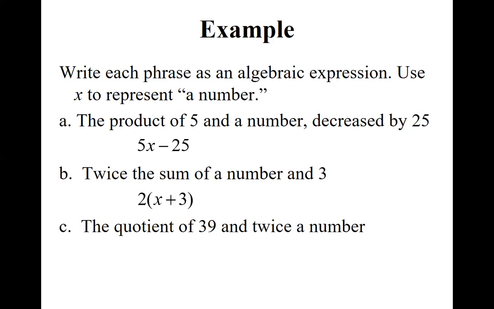C, the quotient of 39 and twice a number. The quotient of means divide. First divided by second. 39 divided by twice a number. 39 divided by 2x. And that is it for this primarily review, but then we did advance a little bit from where we left off last time topic.